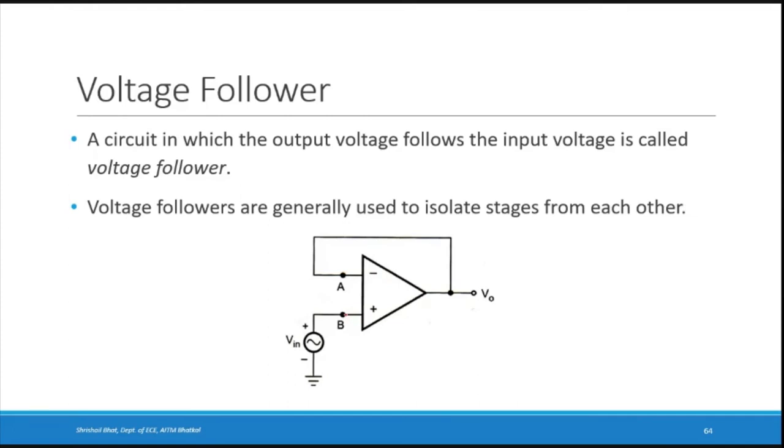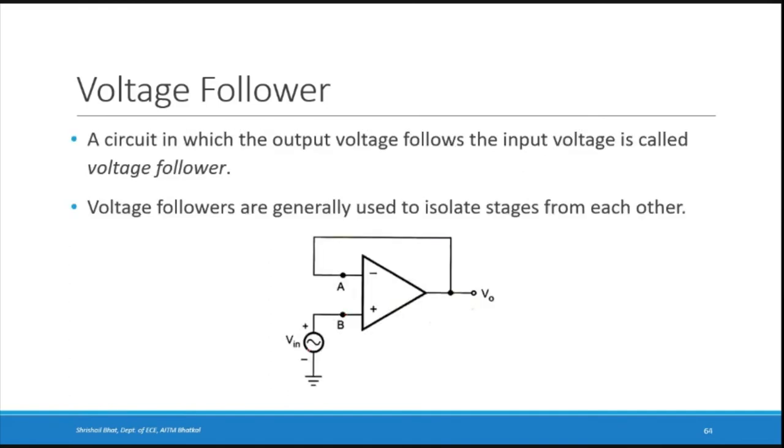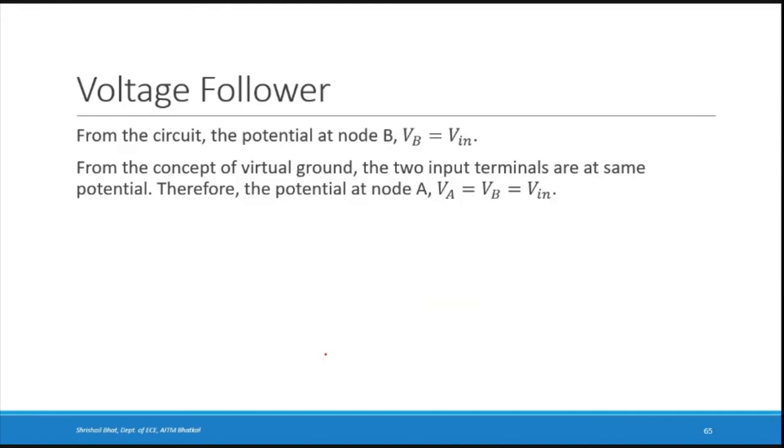Again, you can use the same concept of virtual ground to explain this circuit. The potential at node B is Vb, which is equal to Vin, because node B is connected to Vin. From the concept of virtual ground, both the terminals are at the same potential. That means Va is also equal to Vb, so Va is equal to Vin.